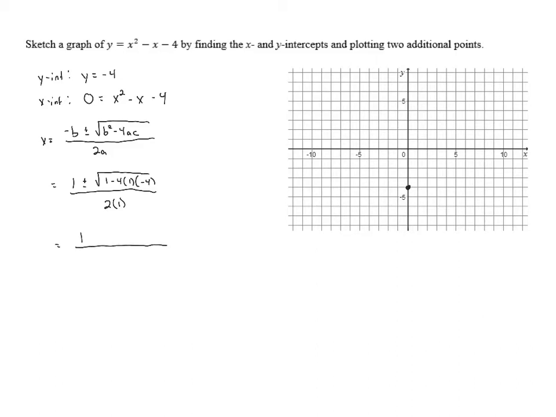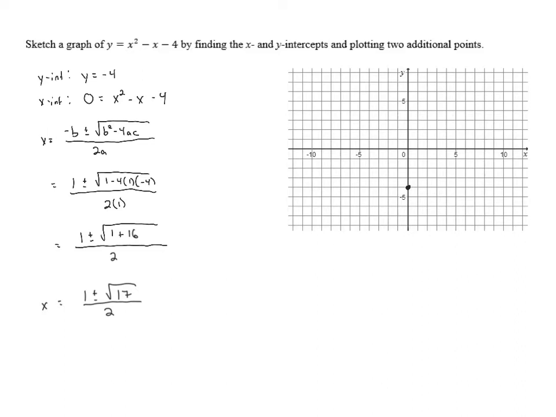Now let's look underneath that radical. We've got 1, and then this subtraction is going to turn into an addition because these two negatives will cancel out. So it's going to be 1 plus, and then 4 times 1 times 4 is 16. And then in the denominator, 2 times 1 is 2. Finally, underneath that radical, 1 plus 16 is 17. So we end up with 1 plus or minus the square root of 17 over 2 for our x-intercepts.